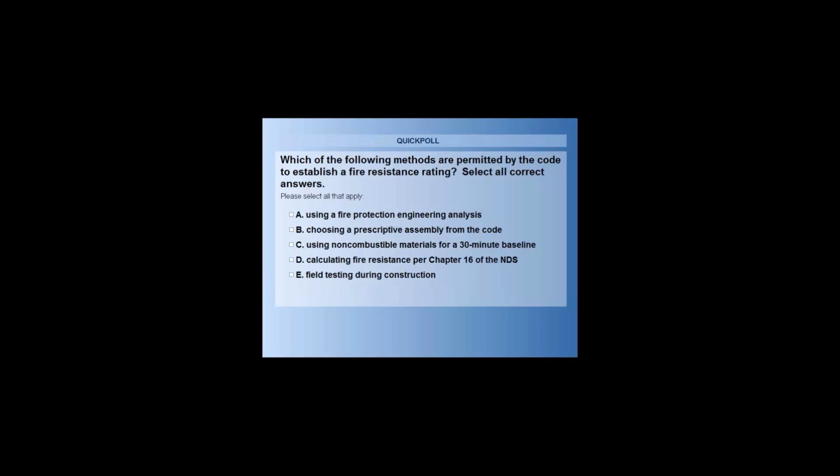The question is, which of the following methods are permitted by the code to establish a fire resistance rating? Select all correct answers. That means that there may be more than one answer. A, using a fire protection engineering analysis. B, choosing a prescriptive assembly from the code. C, using non-combustible materials for a 30-minute baseline. D, calculating fire resistance per Chapter 16 of the NDS. Or E, field tests during construction.